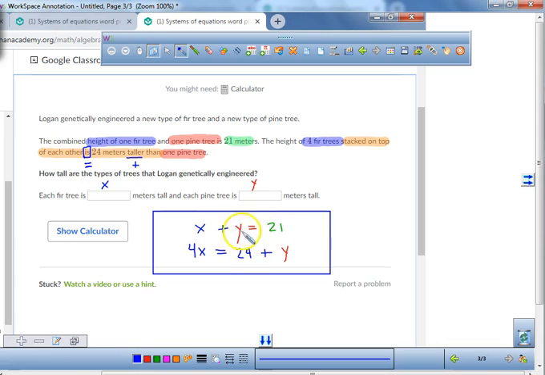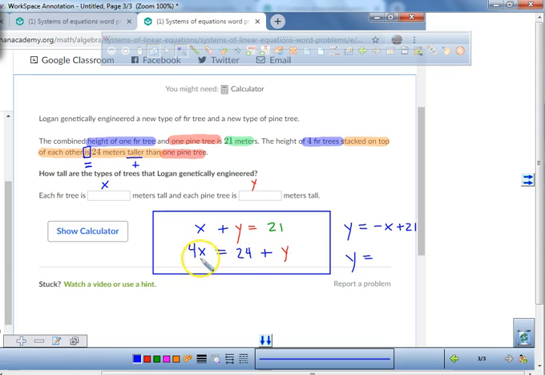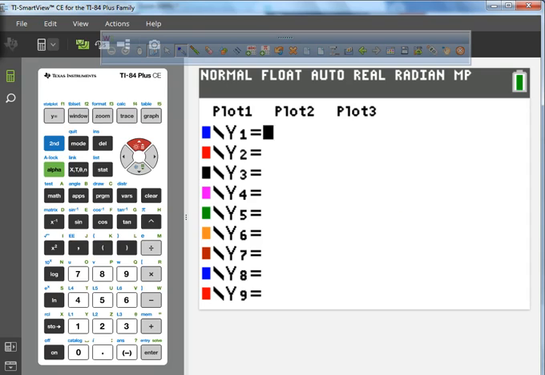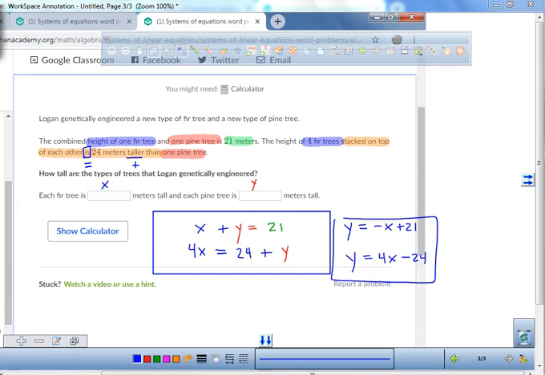If I wanted to write this equation in y equals, this would be y equals negative x plus 21. You have to take the x and move it across the equal sign. Whenever you move something across the equal sign, what happens to it? It becomes the opposite. Over here, this equation would be y equals, I'd have to move the 24 across. So this would be 4x minus 24. Then you could type it in your graphing calculator, see where the 2 lines intersect.